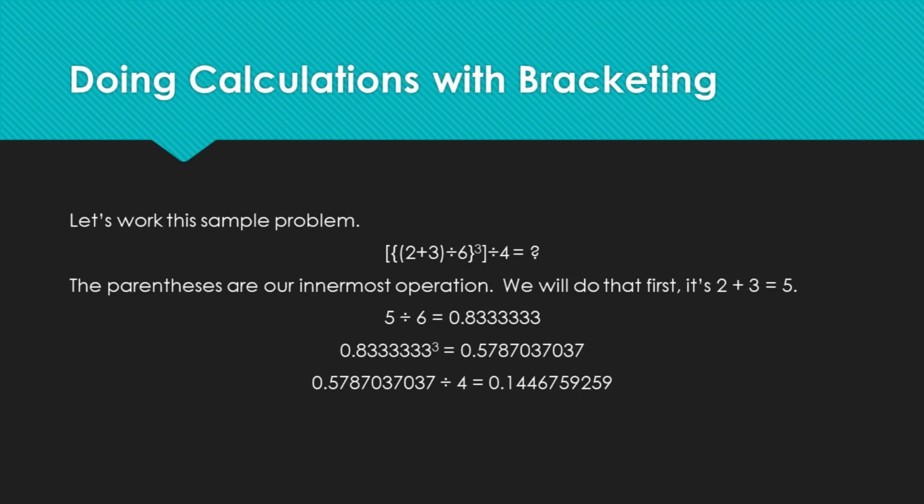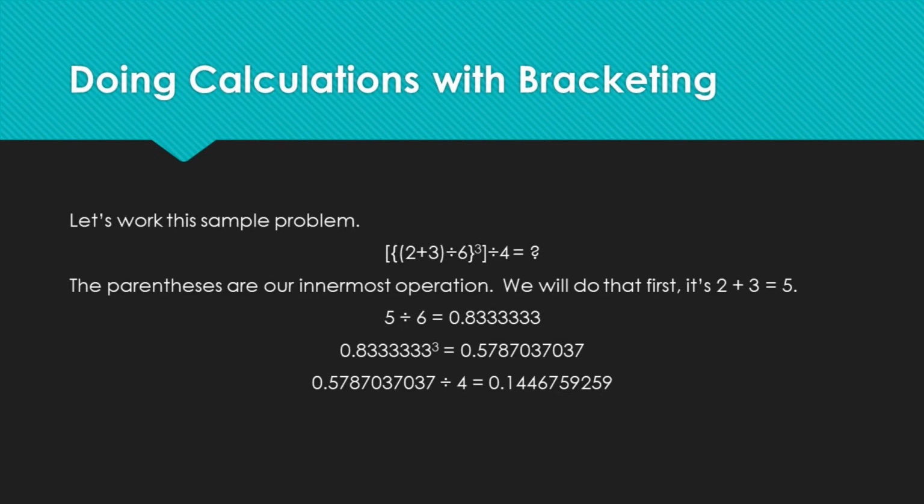The innermost operation is inside our parentheses, 2 plus 3. I'll put 2 plus 3 into my calculator and press equals. Our answer is 5. The next operation is contained within the braces. The formula is telling us to take our answer from the parentheses, 5, and divide it by 6. And our calculator returns 0.83, with infinitely repeating 3's.